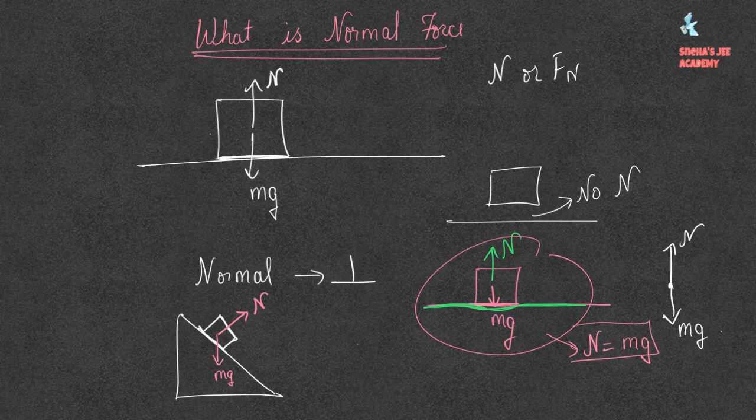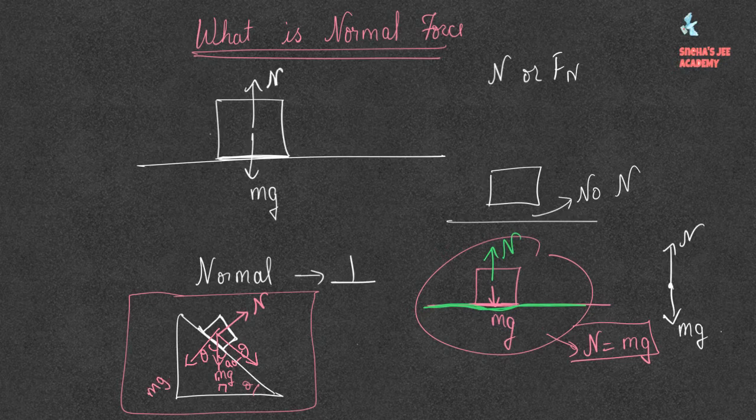In this case, we need to draw the components, which will be this and this. If this angle is theta, and mg is at 90, this will be 90 minus theta. So this angle is theta. This will be mg cos theta, and this is mg sin theta. Therefore the normal is equal to mg cos theta.